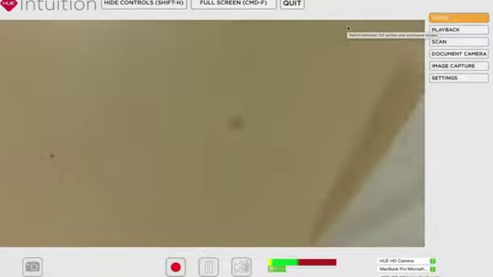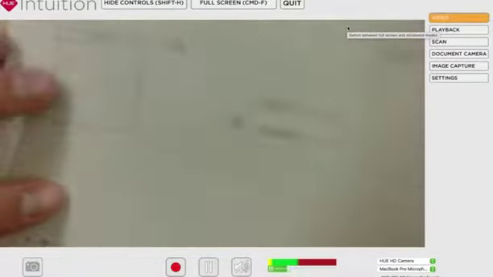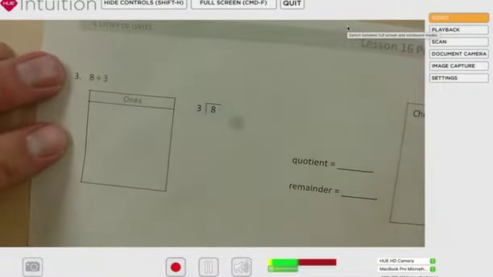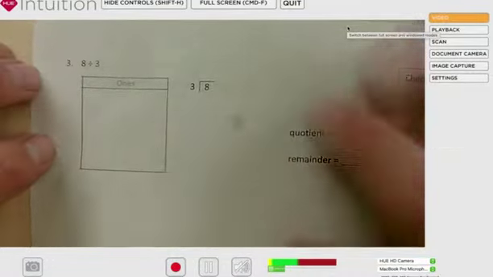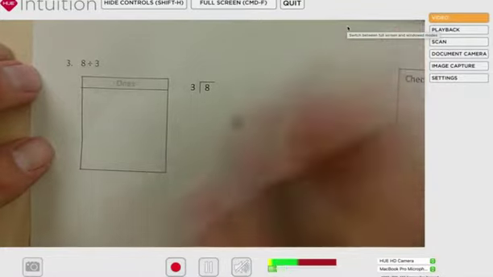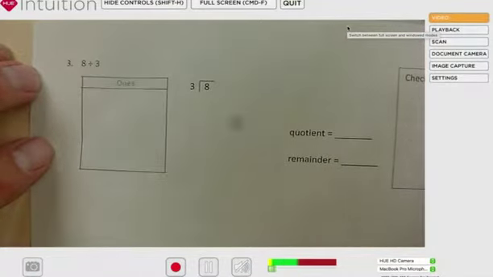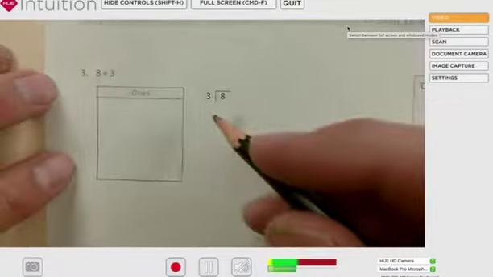Let's move on to the back. Yes, we are going to do all 4 examples. And yes, we are going to do all 4 examples together. And yes, this paper will be collected. And I will look, and the adult in the room will look, to see that it's completely filled in. Okay? 8 divided by 3.